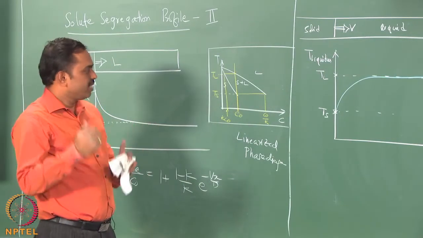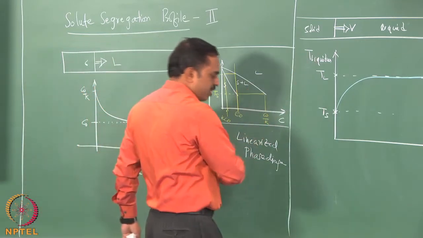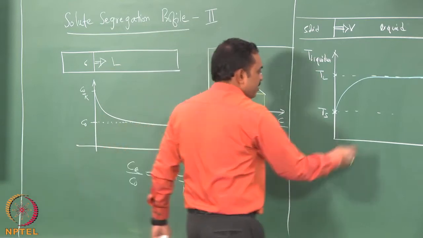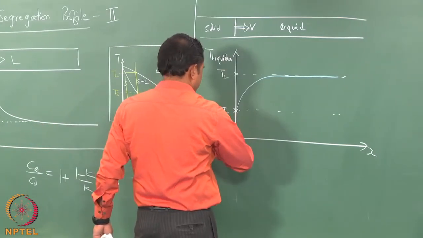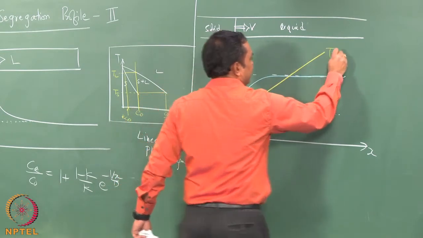What would be the actual temperature? The actual temperature should be given by a plot, and I am drawing that plot in this manner. It would be drawn something like this. This is the actual temperature.